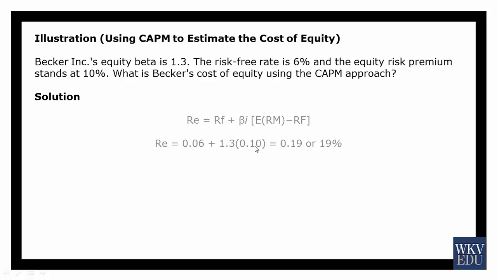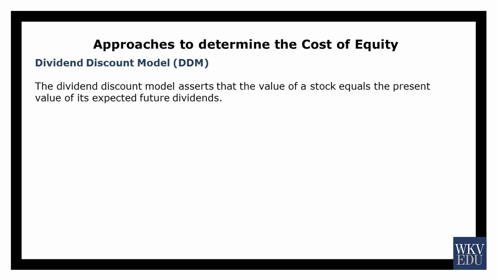The equity market risk premium, that is RM minus RF, can also be estimated using a survey approach where the average of forecasts of financial experts is adjusted for stock specific systematic and non-diversifiable risk. We will be learning about systematic and unsystematic risks in portfolio management. The DDM approach. The dividend discount model asserts that the value of the stock equals the present value of expected future dividends. We'll be using the constant growth dividend discount model, also known as the GGM, the Gordon growth model, in which dividends grow at a constant rate to determine the cost of equity.